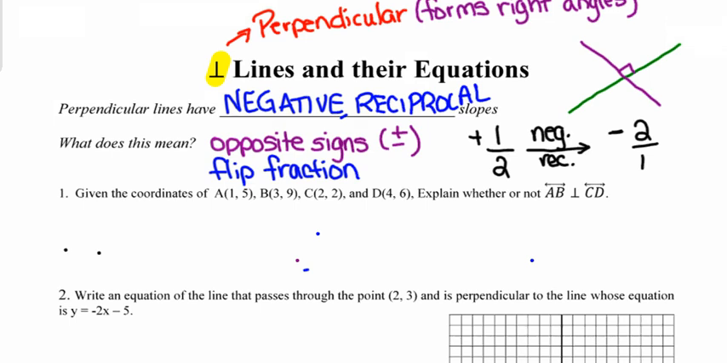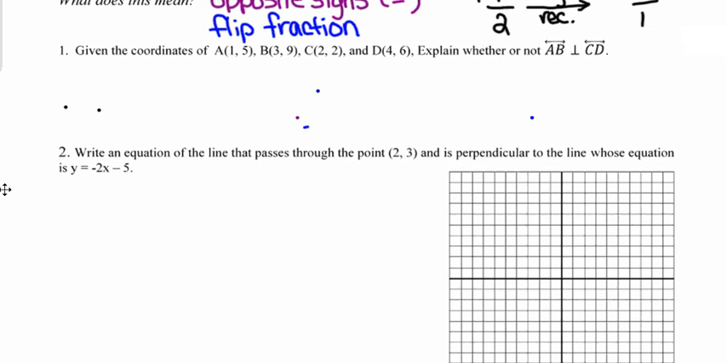Okay, in number 1, they give us some ordered pairs, and they're asking us to explain whether or not line AB is perpendicular to line CD. So in order for these to be perpendicular, their slopes would have to be negative reciprocals. So I'm going to find the slope of line AB, and I'm going to compare it to the slope of line CD. And if those two slopes are negative reciprocals of one another, I will know that the lines are perpendicular. If they're not negative reciprocals, I know the lines are not perpendicular.